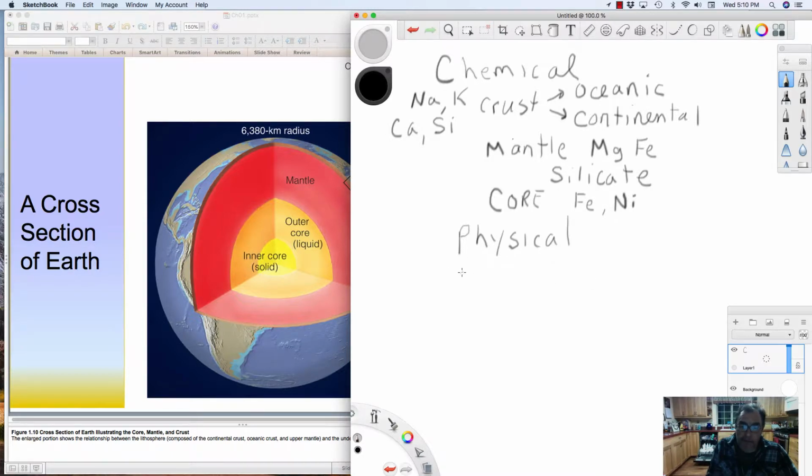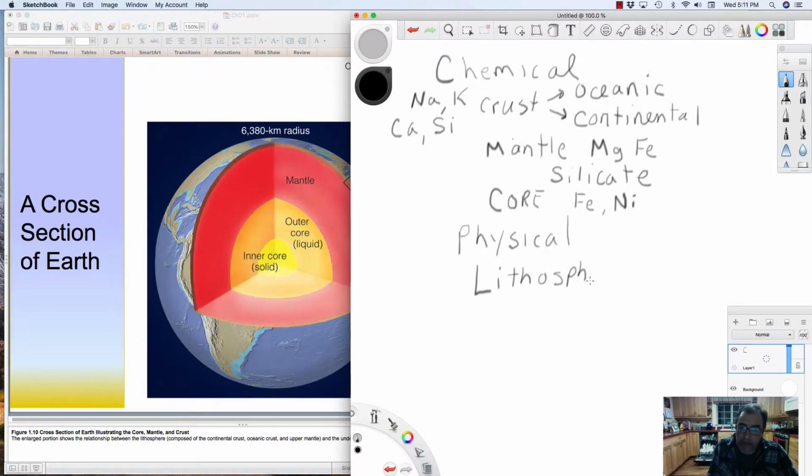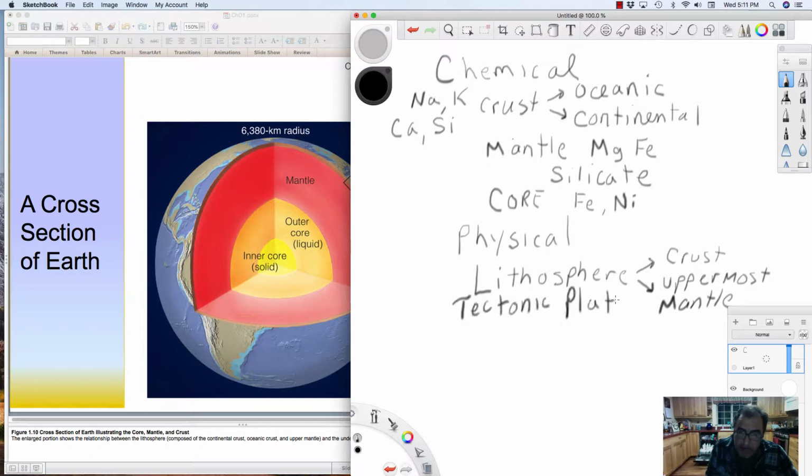Now for the physical layers, we're going to look at it in terms of kind of boundaries. So we'll include the lithosphere. We talked a little bit about the lithosphere already. Remember, the lithosphere is sort of a hybrid layer. It includes both the crust of the Earth plus the upper mantle, right? So the uppermost mantle. Remember, these lithosphere pieces are the tectonic plates. So when we determine the thickness of the lithosphere, we'll know the thickness of the tectonic plates.